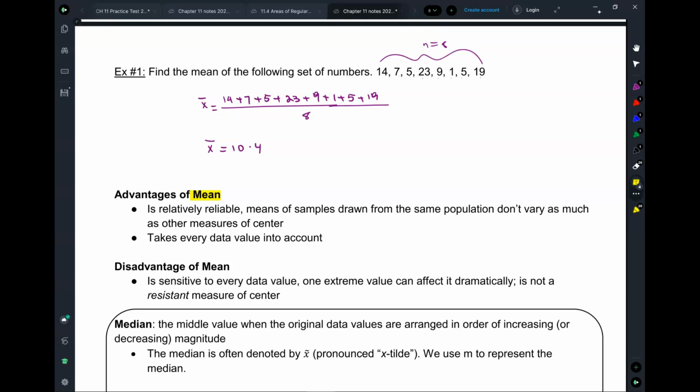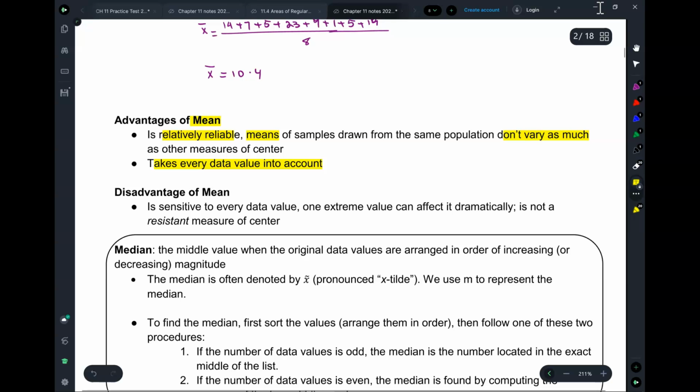What's the good thing about, when you have a set of data, let's say, 5,000 test scores, what are the advantages of the mean? What are the disadvantages of looking at the mean or the average? The mean is relatively reliable. The mean doesn't vary as much as other measures of center we're going to look at. And the mean is good because it takes every data value into account, right? The disadvantage of the mean is that it's sensitive to every data value. Because every single value is taken into account, it's sensitive to every single one.